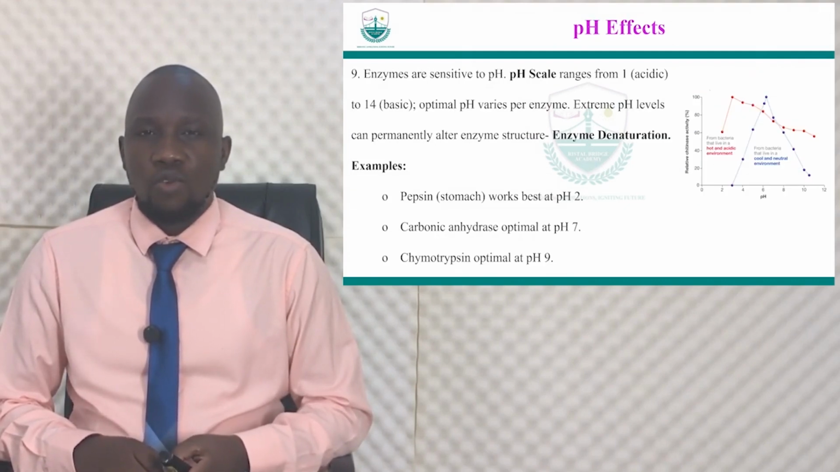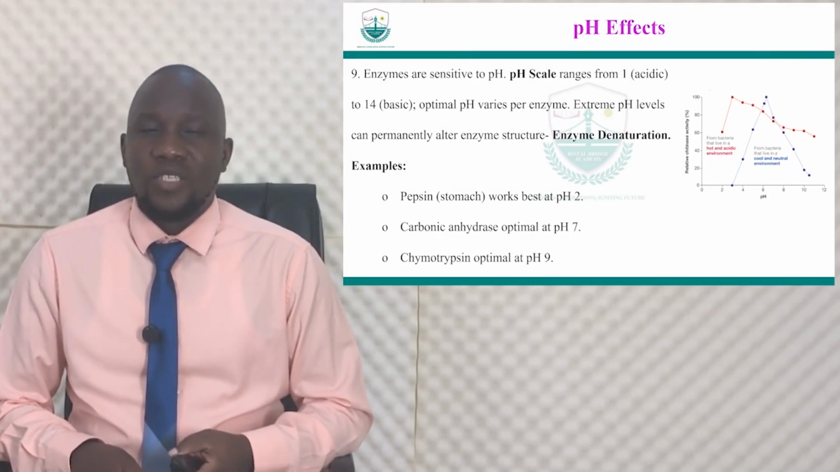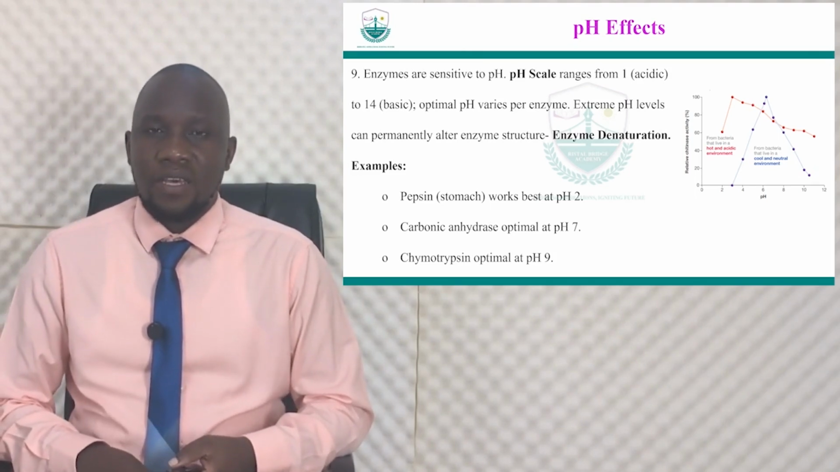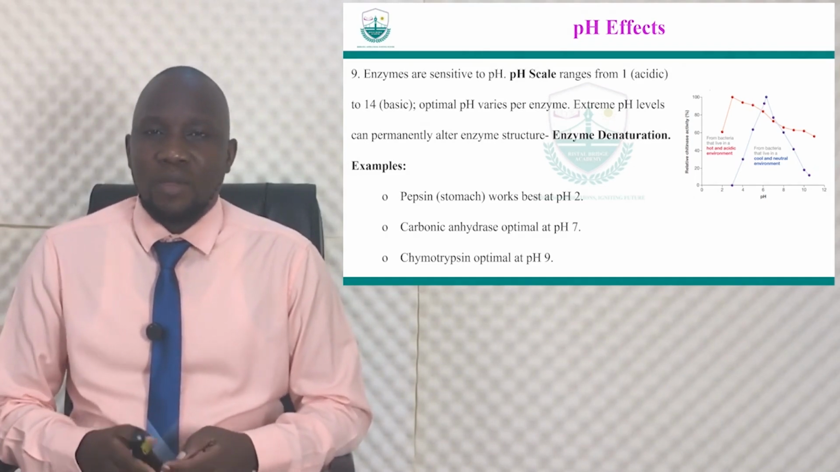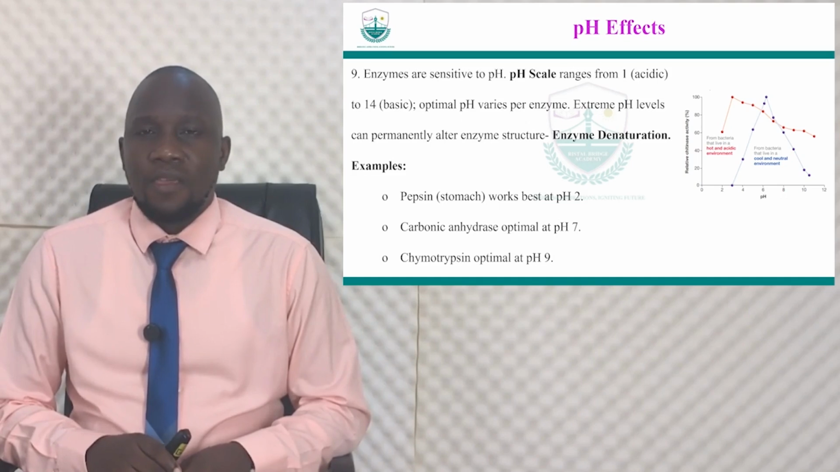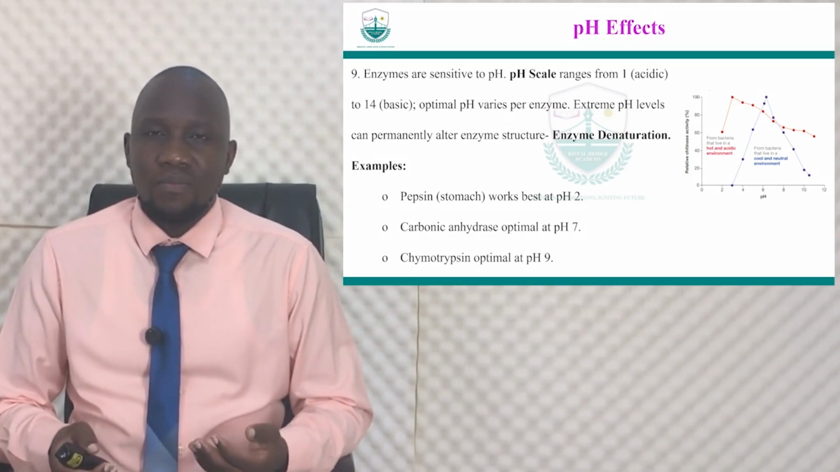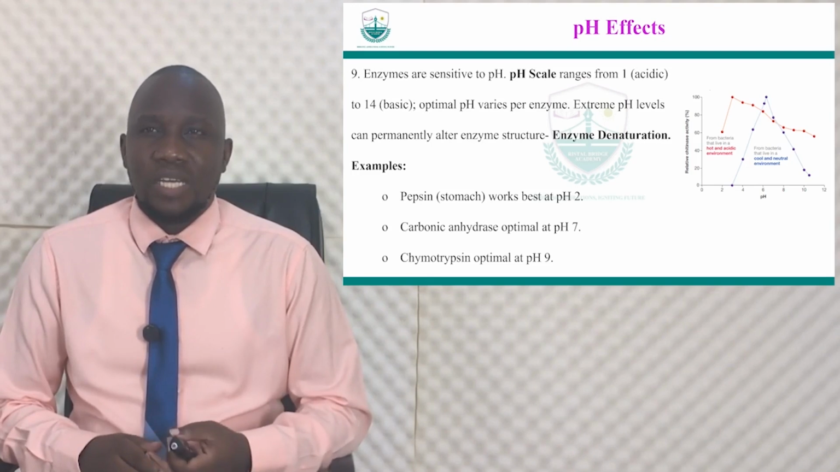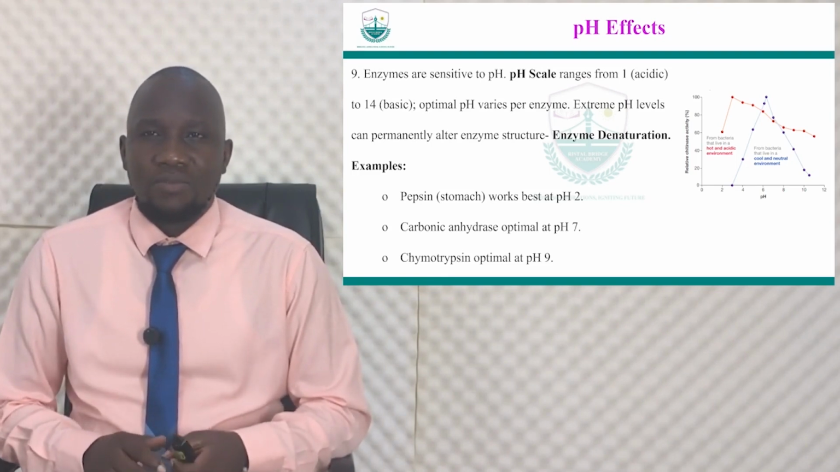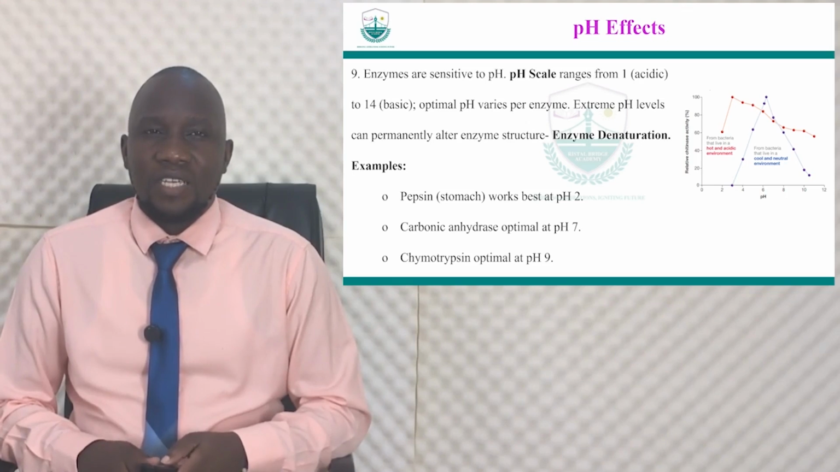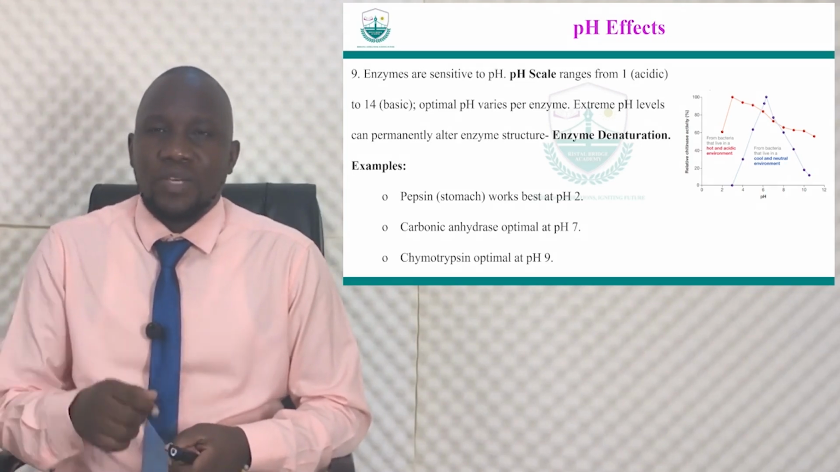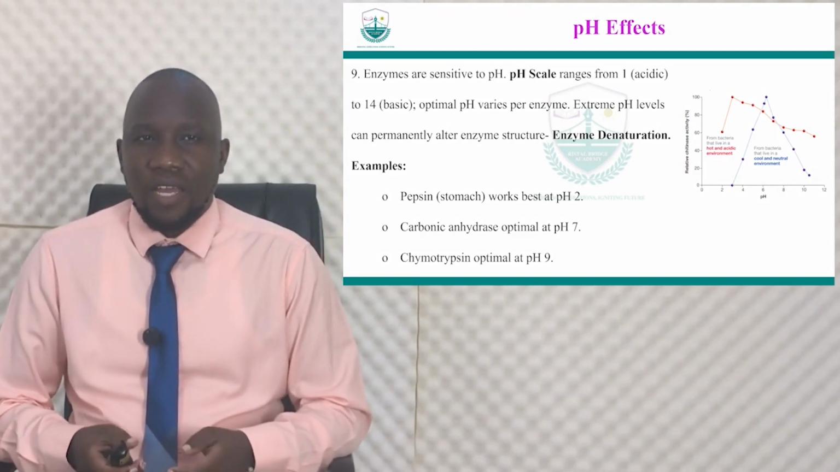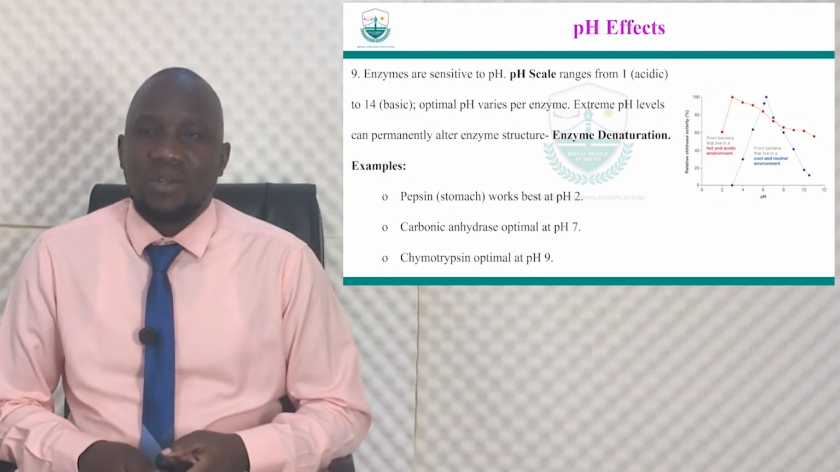Okay, so with pH, you also have enzymes acting at optimal pHs. These pH ranges can be different for different enzymes. We have those that prefer alkaline media, and then we have those that prefer acidic media. Okay, so we have enzymes that prefer close to neutral pH. Like what we see on our graph again, pepsin works best at around pH 2, which is very, very acidic, and then carbonic anhydrase works optimally around pH 7, which is basically neutral, and then we have chymotrypsin working best at around pH 9.